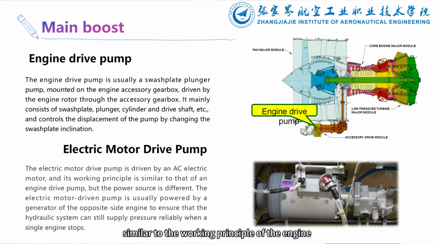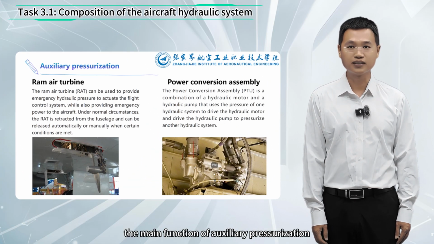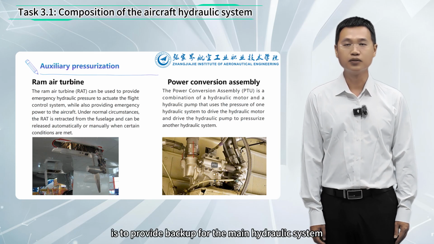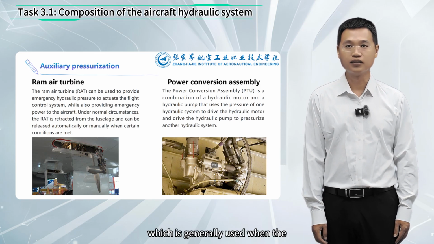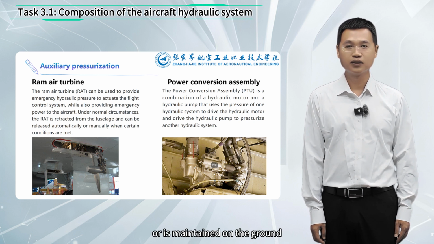It is basically similar to the working principle of the engine drive pump, EDP, but the main difference is that the power source of the drive plunger pump is different. The plunger pump is rotated by the drive shaft of the electric motor. The main function of auxiliary pressurization is to provide backup for the main hydraulic system, which is generally used when the main hydraulic system fails or is under maintenance on the ground.